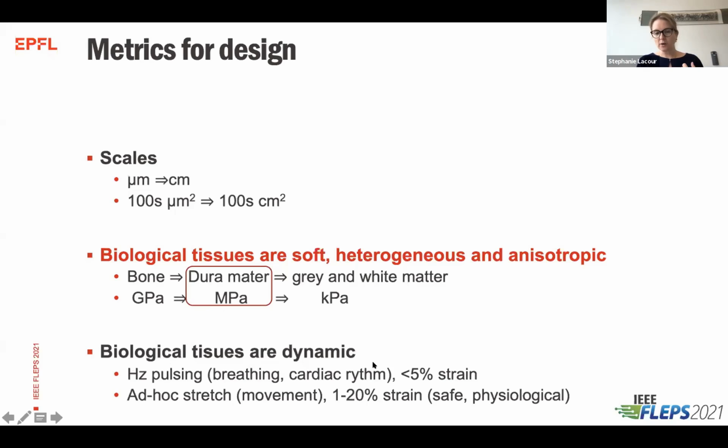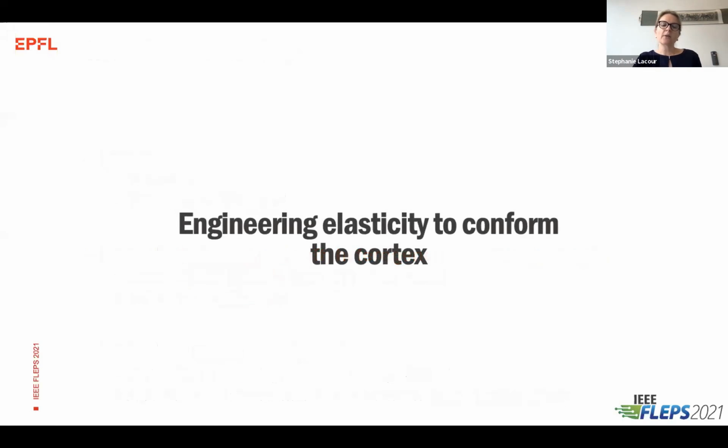And so we have to also design structures that can accommodate the regular hertz-based pulsing that is simply inherent to the breathing and the cardiac rhythm. The ad hoc stretch here is less relevant for the brain than it is for the rest of the nervous system. So now I've given you the anatomical considerations that we need to account for when we design those soft BCIs.